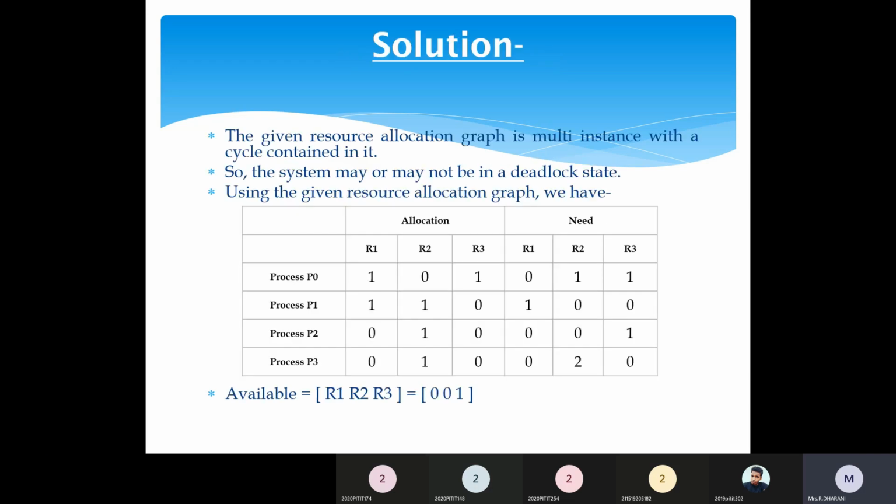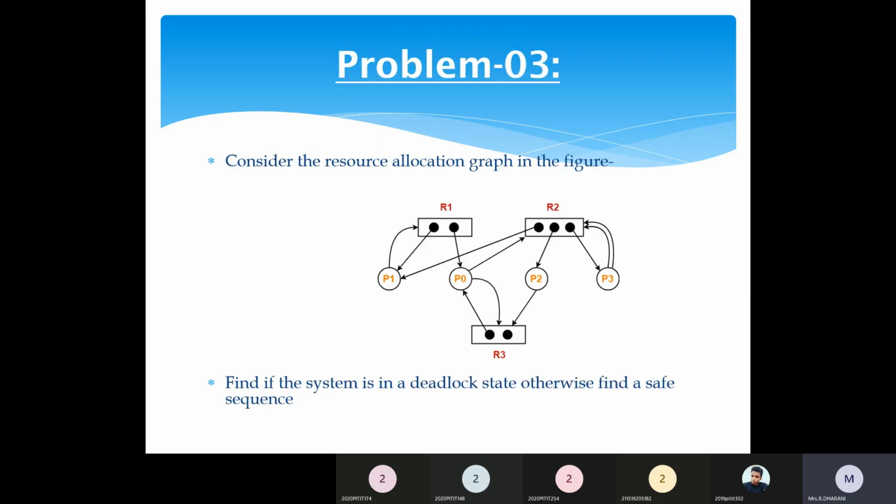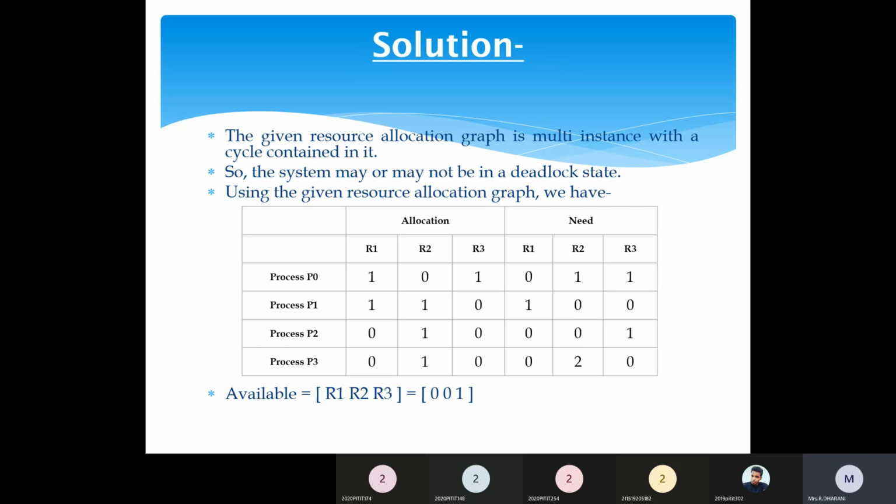The given resource allocation graph is multi-instance and contains a cycle. So when you see it, P1 is requesting R1, but R1 is given to P0. P0 is requesting R3, but R3 is already given to P0, and P0 is requesting R2. An R2 instance is given to P2. P2 is requesting R3. So there is a cycle formation with multiple instances. So the system may or may not be in a deadlock state.